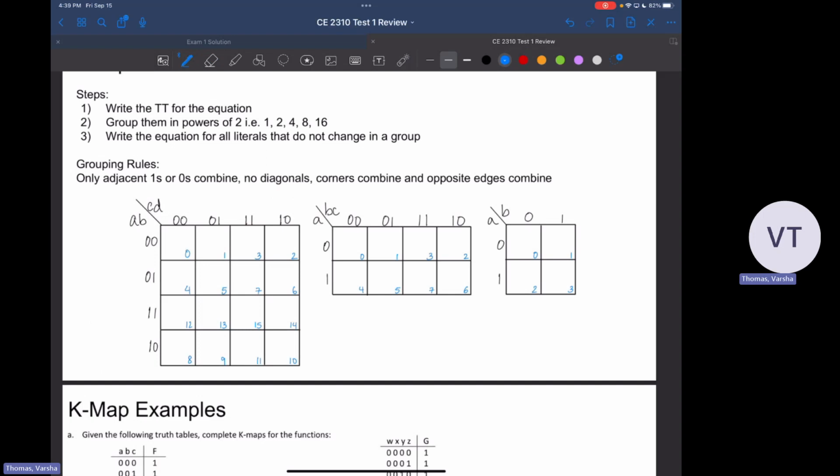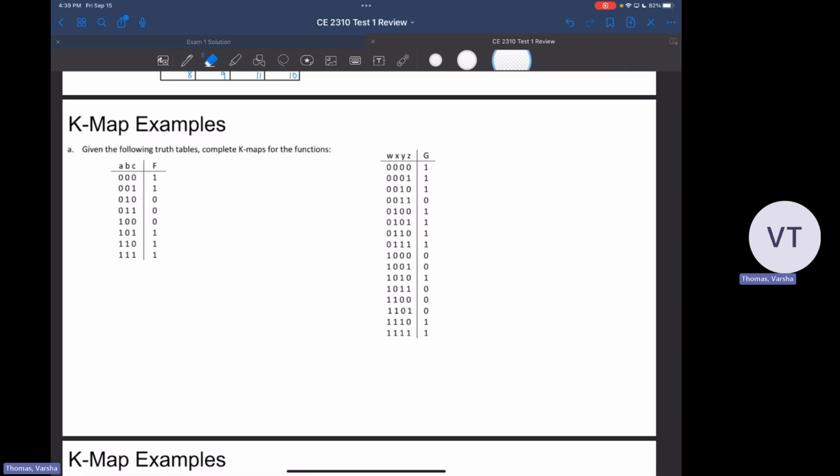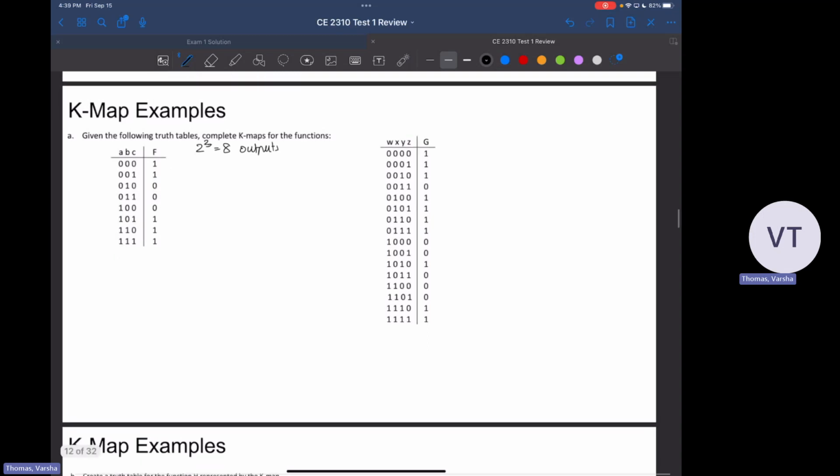Okay, well, let's just work through an example. It should start making a little bit more sense. So for this first one, you're given a truth table and asked to write a K-map. If you look at it over here, this is a 3-input truth table, so 2 to the 3, which means you'll have 8 outputs, right, which you can see as 8 rows on your truth table here.